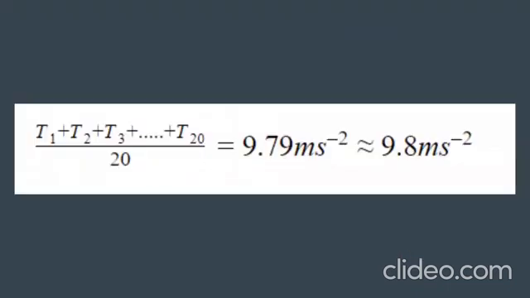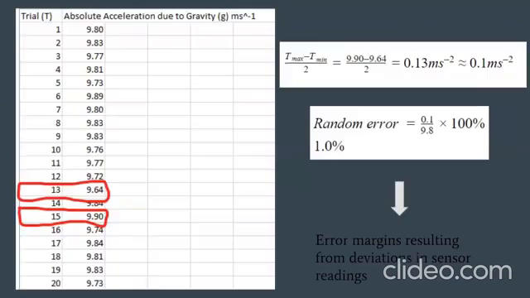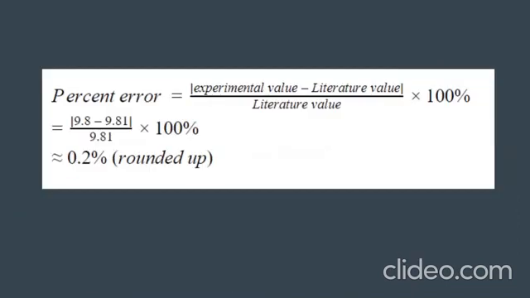The average gravitational acceleration is determined to be 9.79 meters per second squared. To calculate the absolute error, the average is taken from the maximum and minimum values. This resulted in a plus-minus 0.1 margin of error and thus a 1.0% random error. The gravitational value determined experimentally is thus 9.8 plus-minus 0.1 meters per second squared, compared to the literature value of 9.81 meters per second squared.